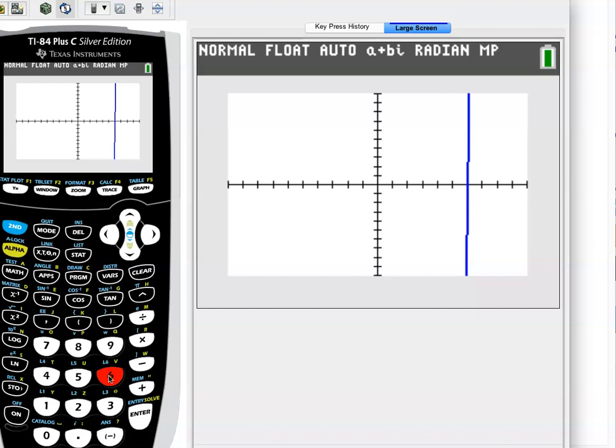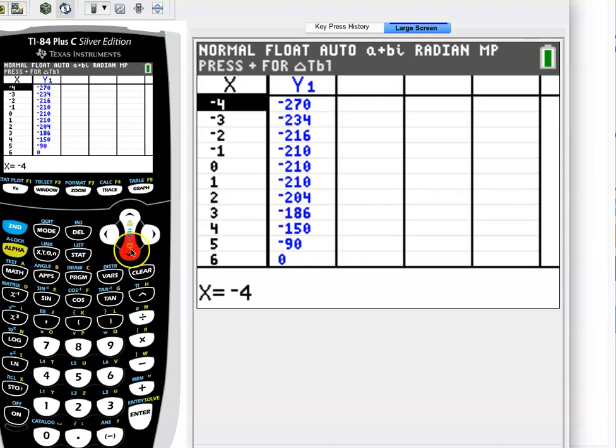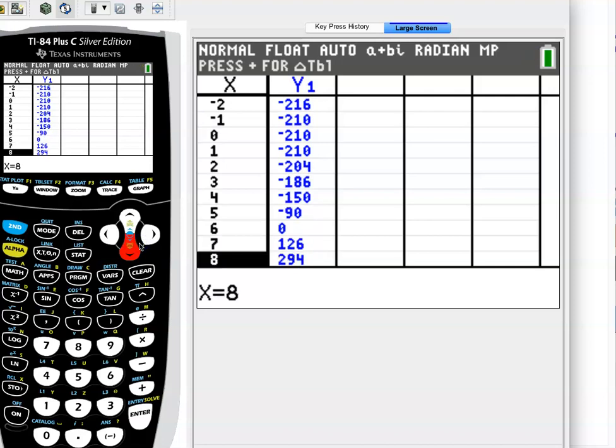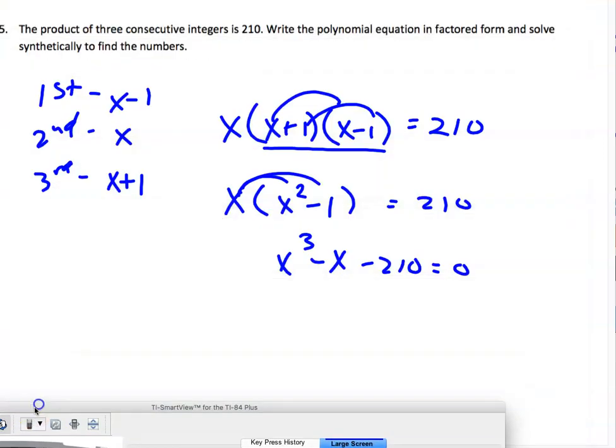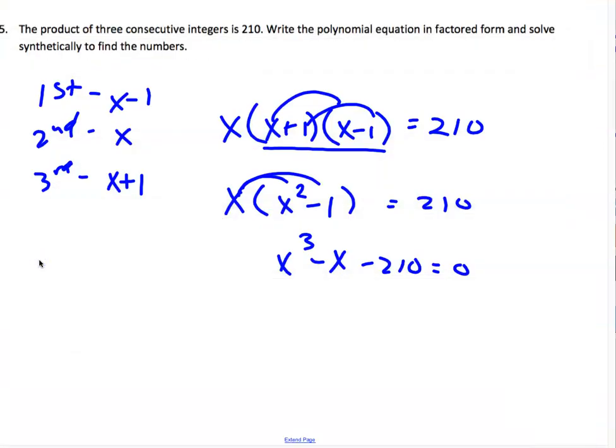Or if you go to second graph, you can just arrow up and down and see where it hits 0, and you can see at 6 it's 0. Right? And then as I go bigger, it's actually growing again there. So 6 is 0. That's my x. I know x is 6. I want you to verify that synthetically on the test. A lot of points on the test, so verify that synthetically.